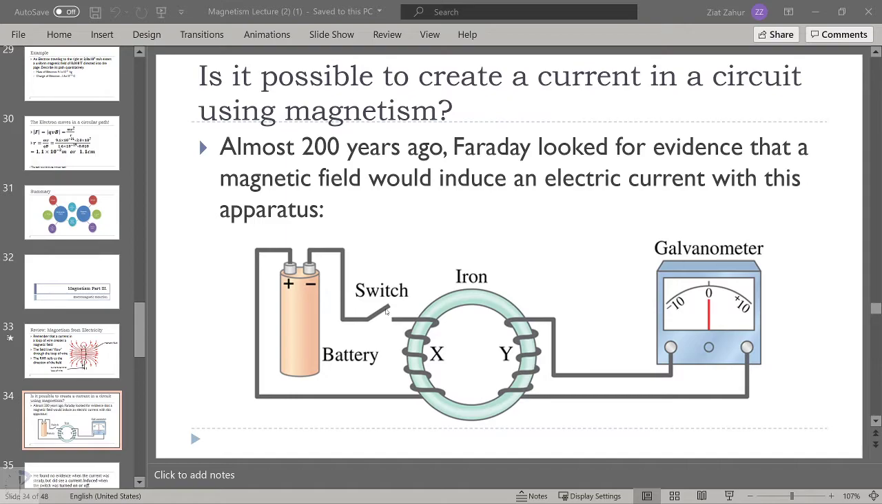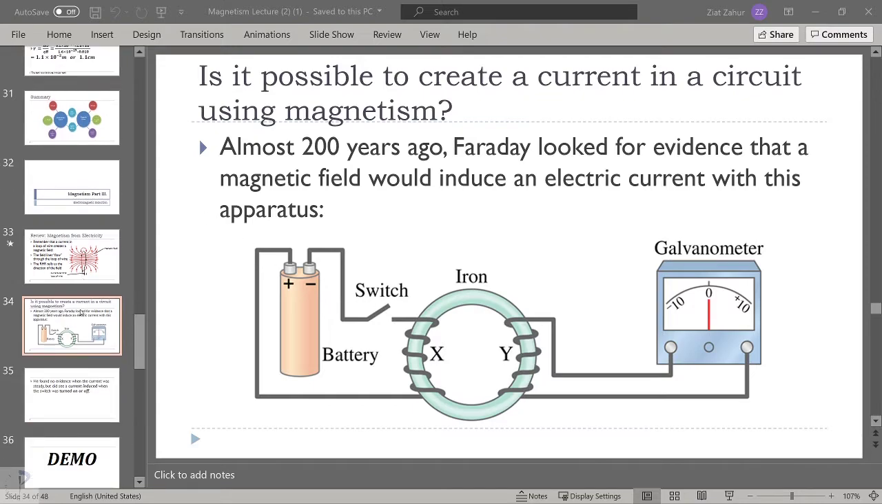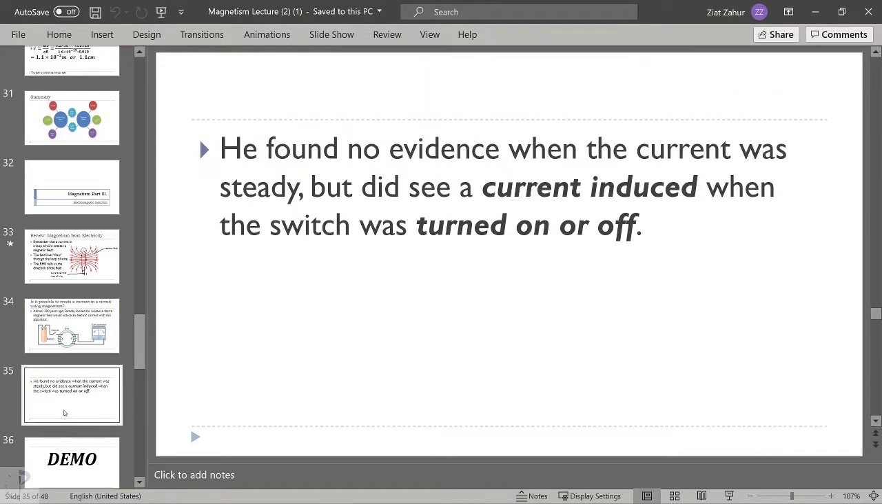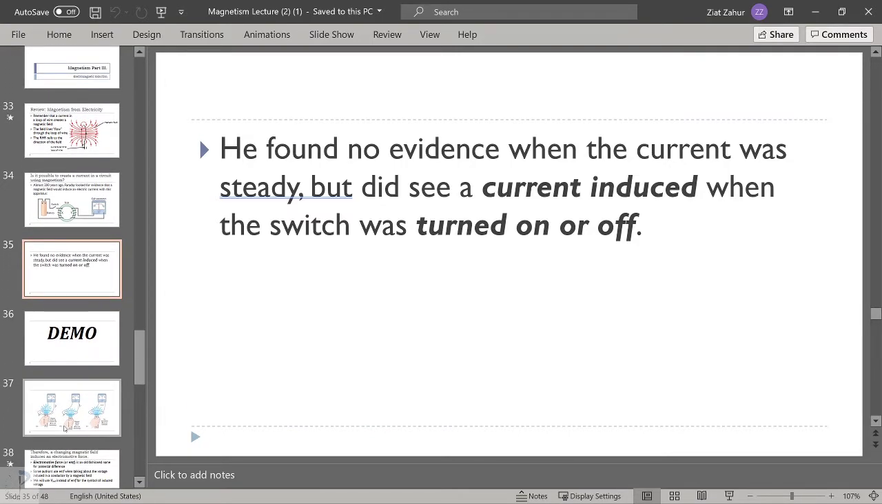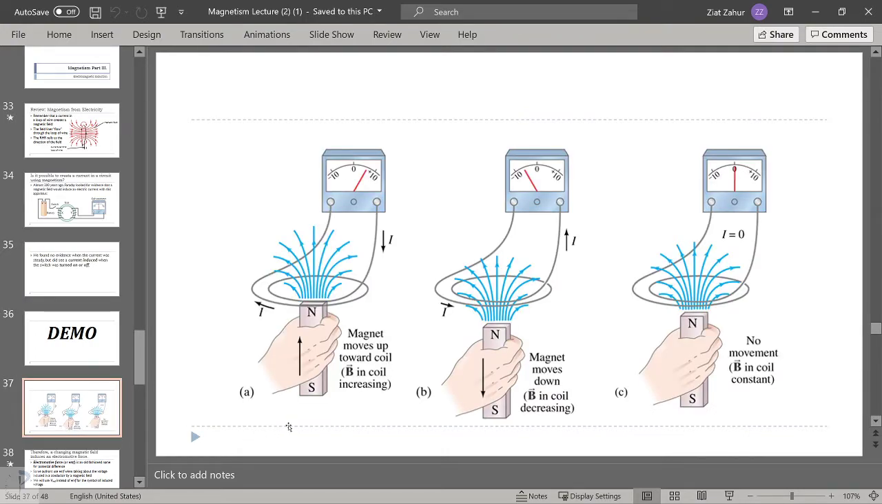Okay, so from there, he started to conclude things. He found no evidence when the current was steady, but did see a current when the switch was turned on or off. So he tried to do various experiments. Perhaps changing the magnetic field is the key. And so with that logic, here we have just a single looped wire. If you stick a magnet inwards into the wire or take the magnet outwards, it actually produces current.